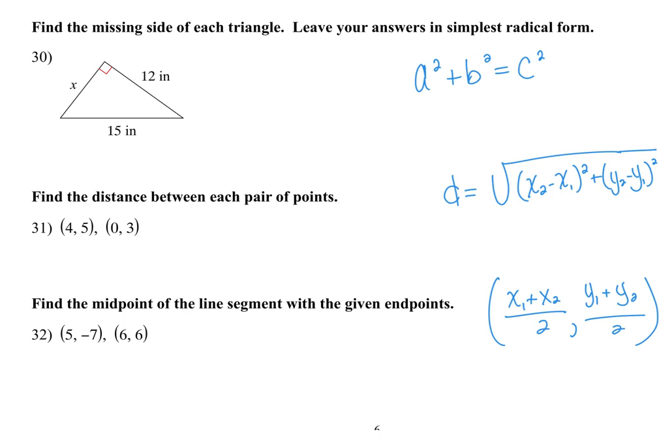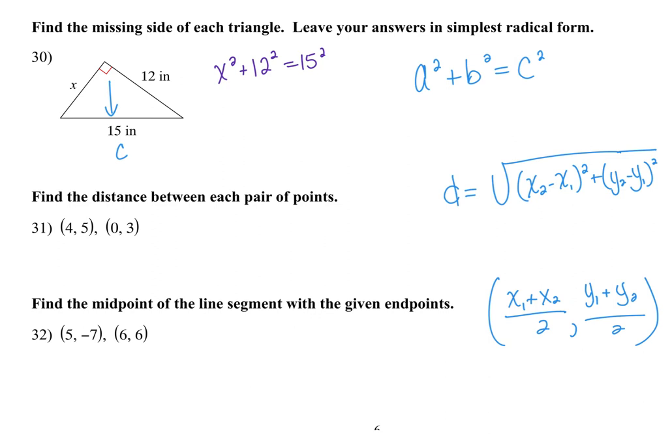Pythagorean theorem is a squared plus b squared equals c squared. A and b don't really matter, but c does. C is always the side opposite your right angle. All right, so this is c. So when I solve for this, I'm going to say x squared plus 12 squared equals 15 squared.